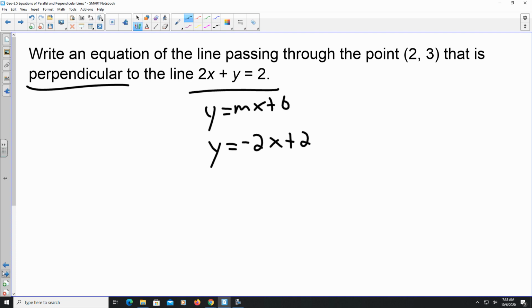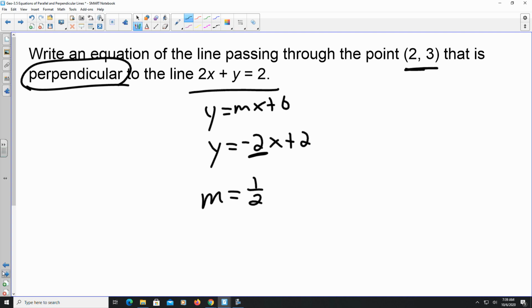Now that I have it in slope-intercept form, the slope of this is -2. In order for it to be perpendicular, the slope of my new line has to be the opposite reciprocal. So I flip this fraction, it's going to be 1/2, and since my original slope is negative, my new slope must be positive. So my new slope is +1/2.